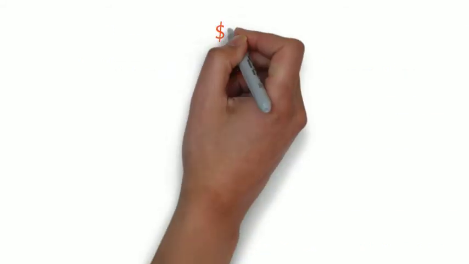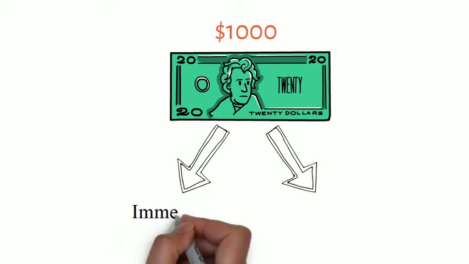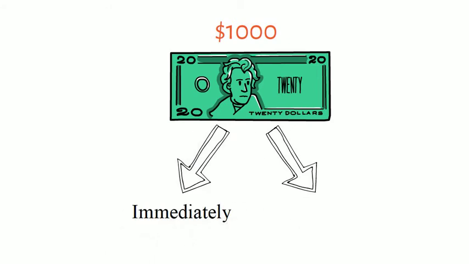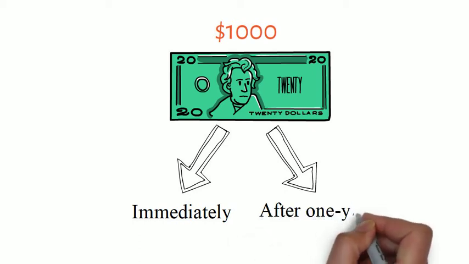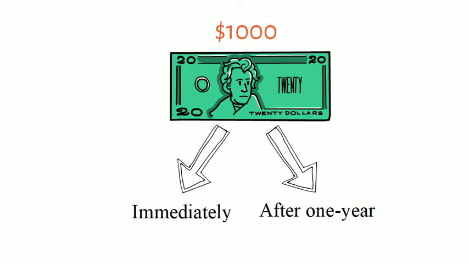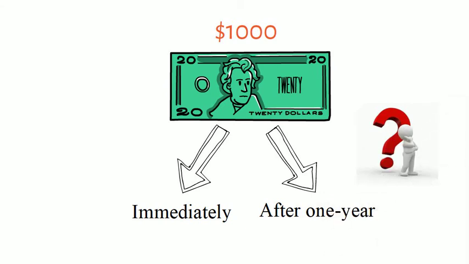Let's say I promise to give you $1,000 and I give you two options. The first option is that I will give you that $1,000 immediately, today itself. The second option is I will give you that $1,000 exactly after 1 year from today. So which one would you choose? Obviously you would like to choose the first option, that is receiving the money immediately, wouldn't you?